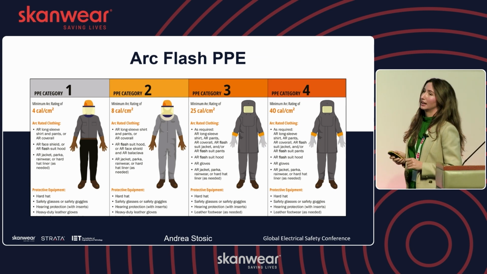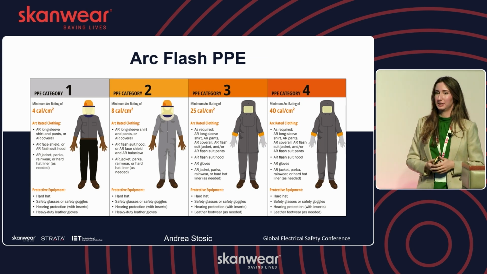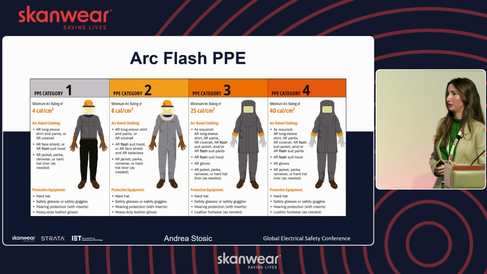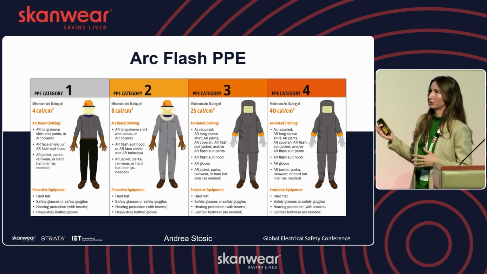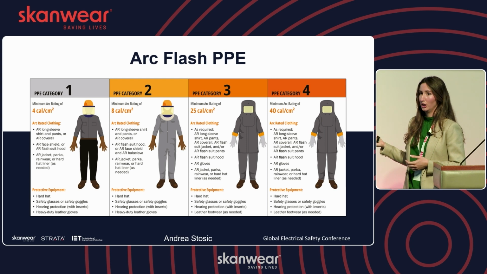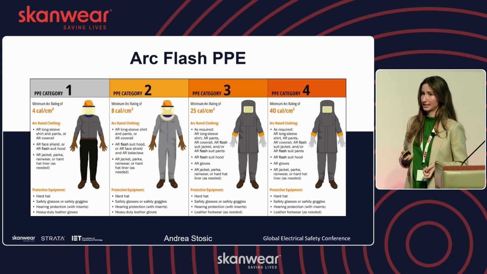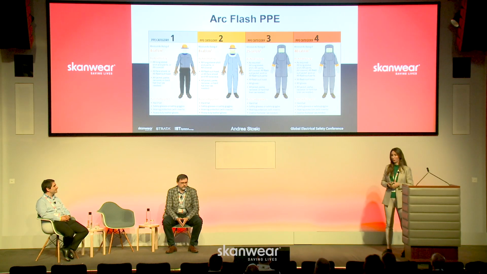So on this slide, I'd just like to show you PPE categories as they're listed by the NFPA 70E if you're referring to the table method. Companies like Scanware would also display the categories in a similar fashion. And if we compare the PPE category 2, which is an 8-calorie suit, which we just discussed, to, for example, category 4, which is a 40-calorie suit, we can see that the 40-calorie suit is significantly more serious.